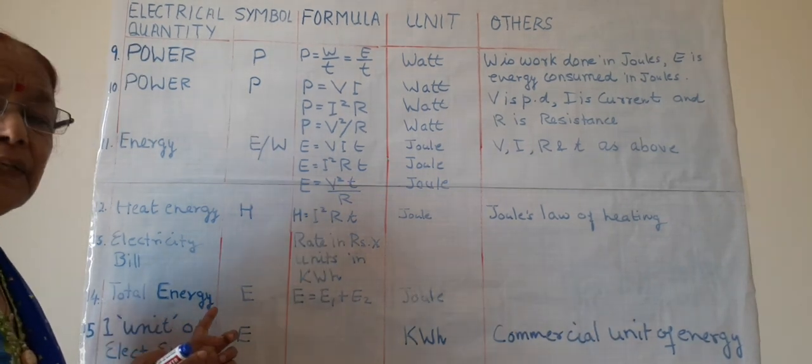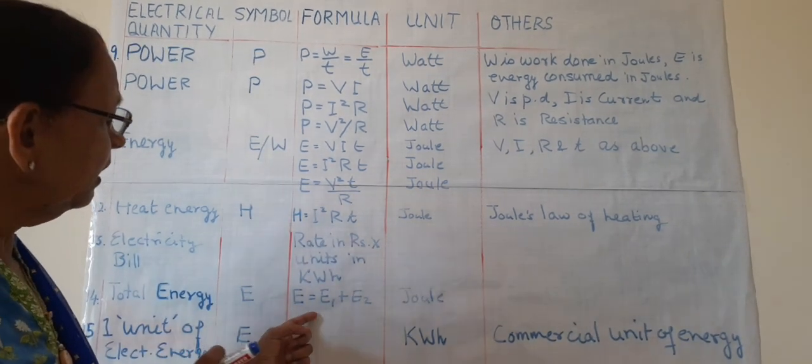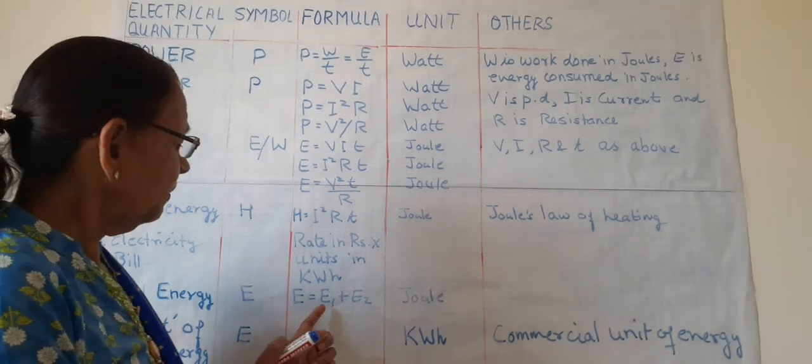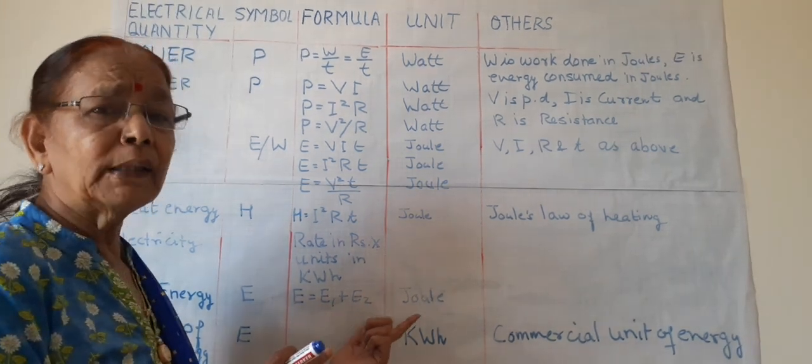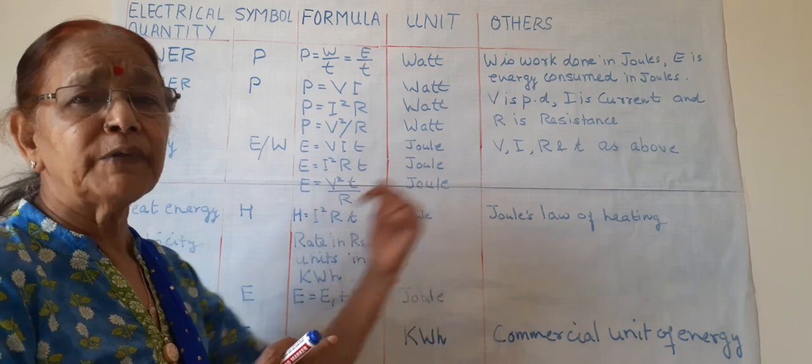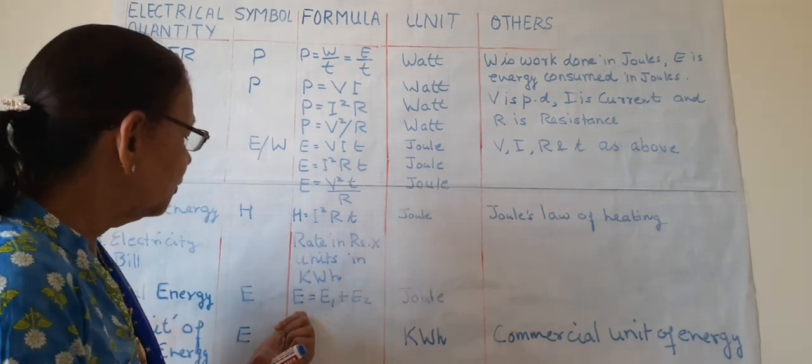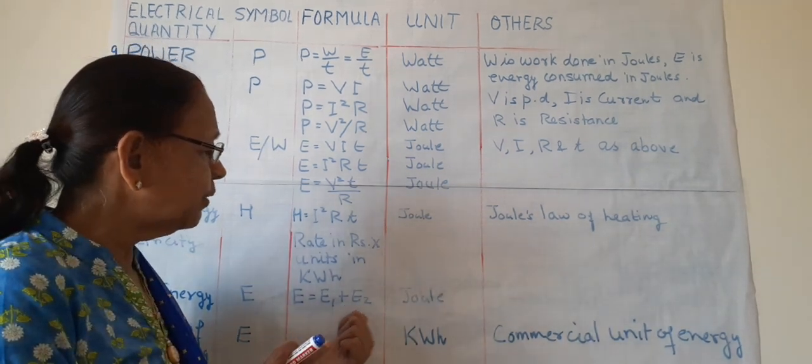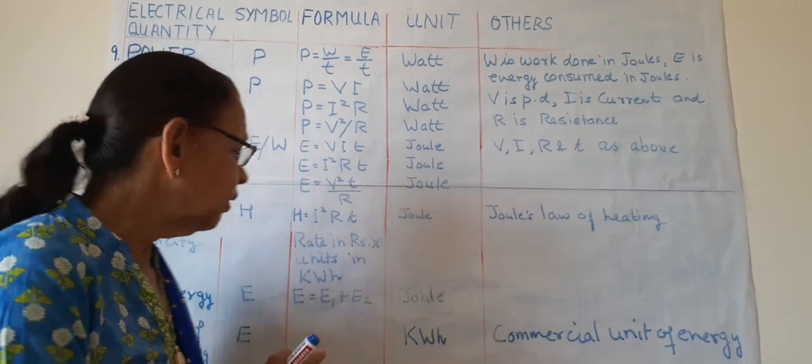Next is total energy. The total energy can be given by adding all the individual energies of the different appliances. So E is equal to E1 plus E2. Again the unit is joule.